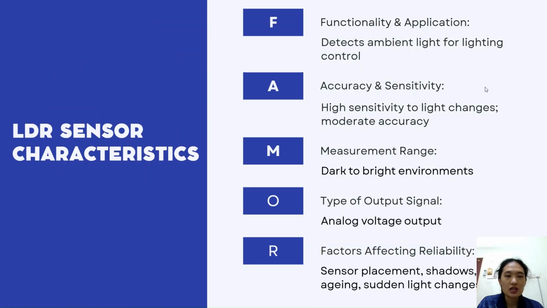In terms of sensor characteristics, the LDR detects ambient light for lighting control applications. It has high sensitivity to light changes, but its accuracy can be affected by environmental conditions. The measurement range covers dark to bright environments. The output signal is an analog voltage. Factors that affect its reliability include sensor placement, shadows, dust, aging, and sudden changes in lighting.